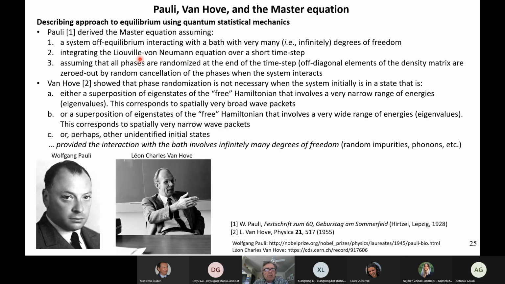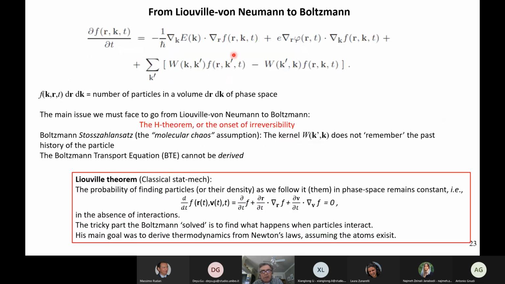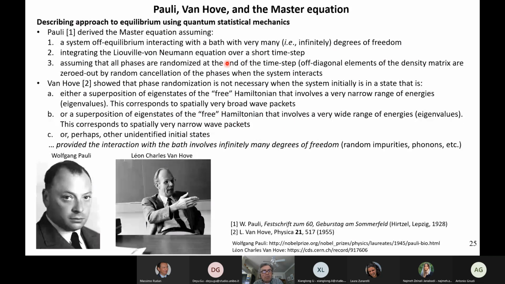You integrate the Liouville-von Neumann equation over a short time step. Having solved it for a time step, you assume that all phases which describe the linear superposition of eigenstates, expressed in the representation of the eigenstates of the Hamiltonian, all of these phases cancel out and the off-diagonal terms die. And so you're left only with the diagonal terms of the density matrix. And that's why you have a scalar here and not a matrix, because the off-diagonal elements are zeroed out by the random phase approximation. You have to do it at every time step, which is a very strong assumption.